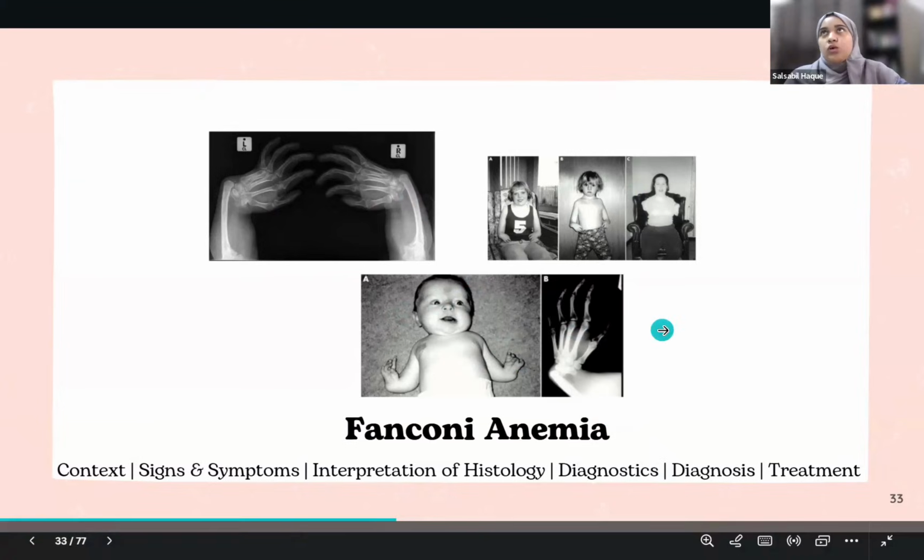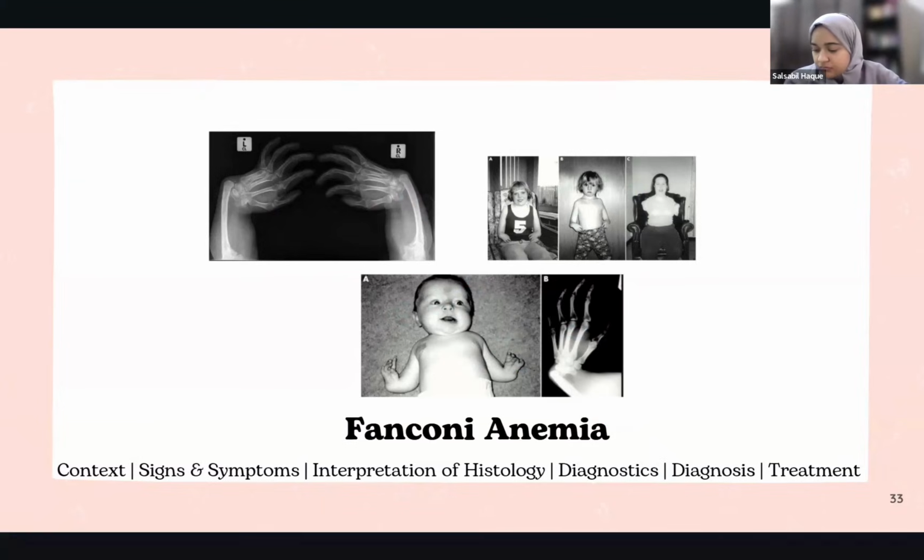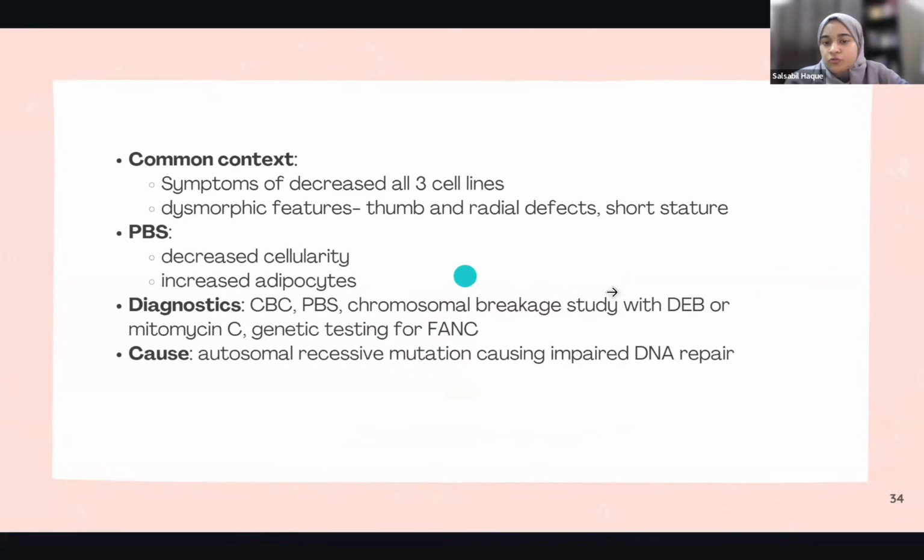Can someone tell me what we use to diagnose Fanconi anemia? It's a chromosomal instability test. Perfect, very good. So chromosomal instability test. We test for chromosomal breakage with DEB. I forgot the full form. I don't think it's important, or mitomycin C as well. So chromosomal breakage through mitomycin C and genetic testing for FANC, which is a common mutation.